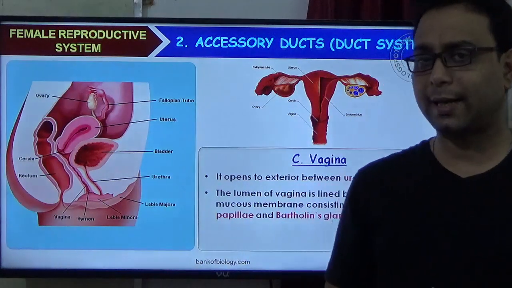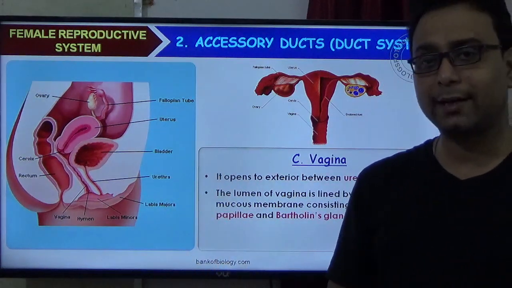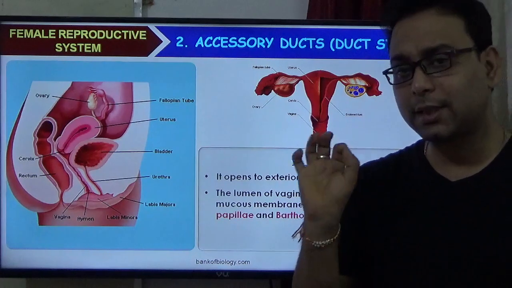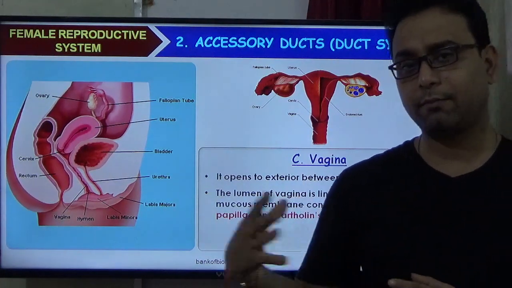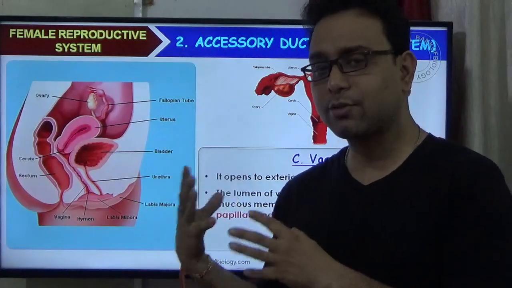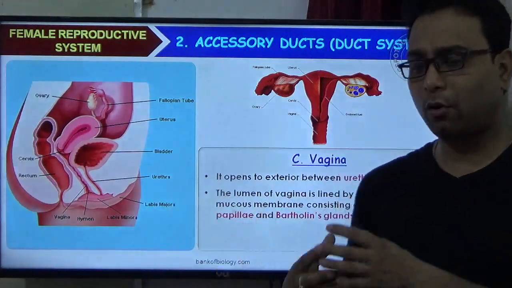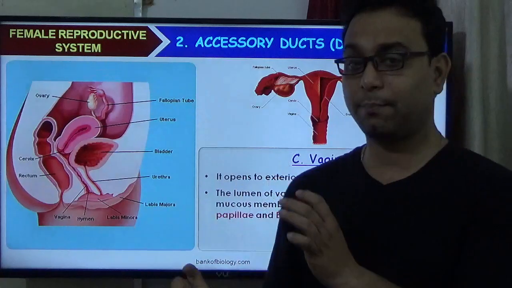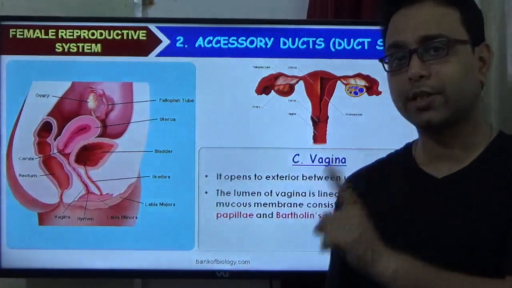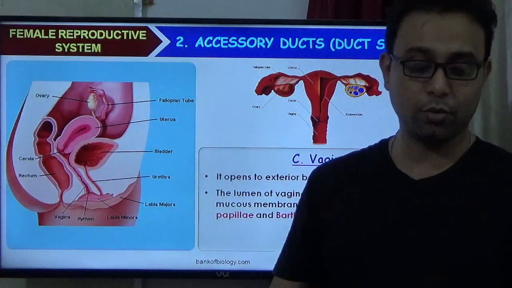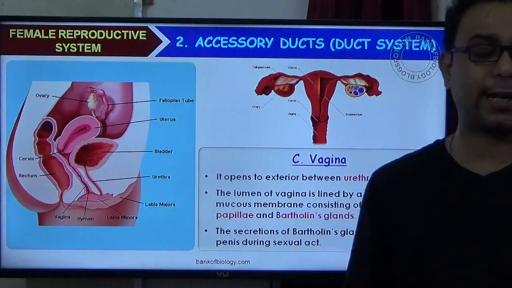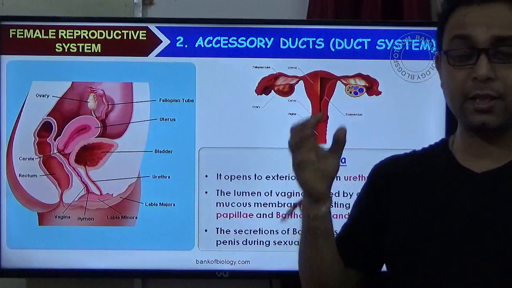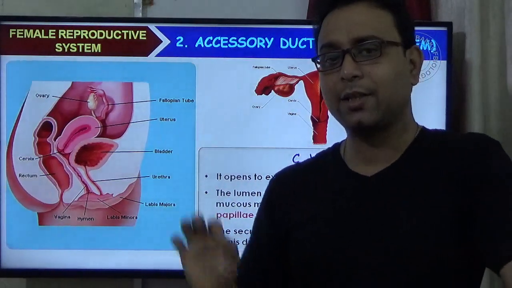But one important gland is there, the Bartholin gland, which is present at the tip of the vagina. It secretes mucus, which helps in the sexual intercourse process, and the whole passage becomes slippery because of the secretion of the Bartholin gland's mucus. So the secretion of the Bartholin gland lubricates during the sexual act.